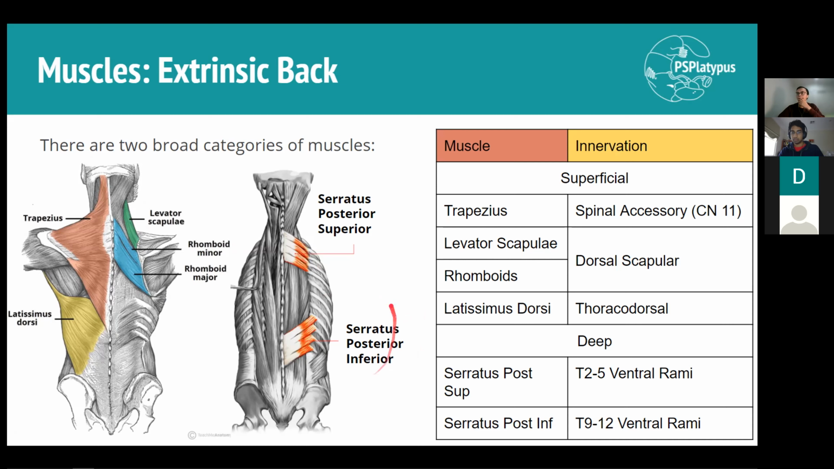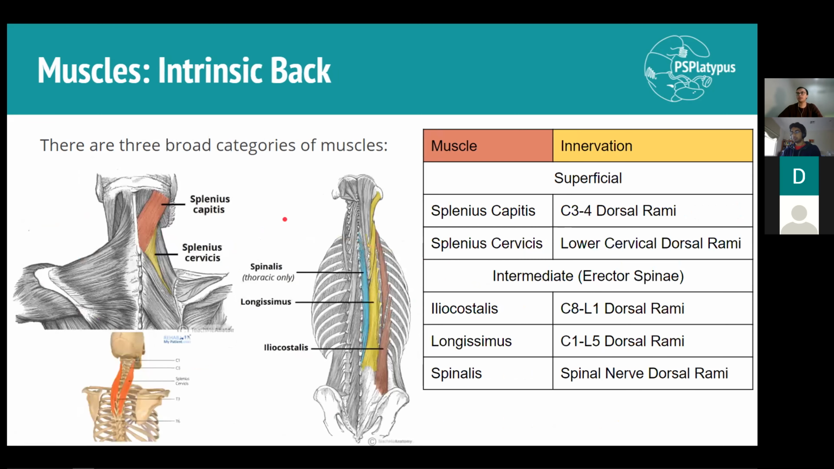One thing I wanted to add here as well, let's have a look. Nope, I think that's basically the majority of it. So superficial over here, intermediate over here, or deep over here. And on the next slide, we have the intrinsic back muscles, which are, again, 3 broad categories here: superficial, intermediate, and deep. Superficial wise, you have 2 muscles, splenius capitis and splenius cervicis.